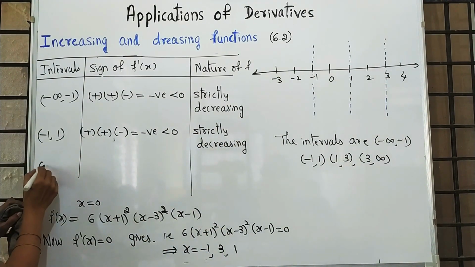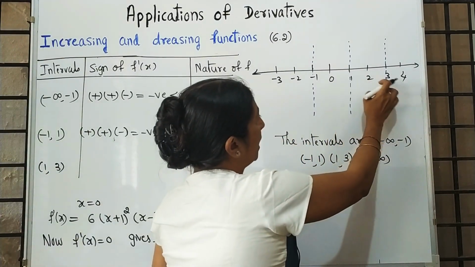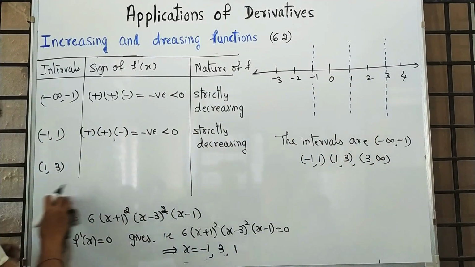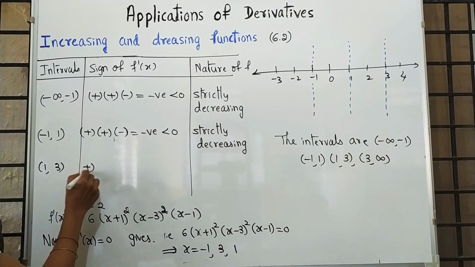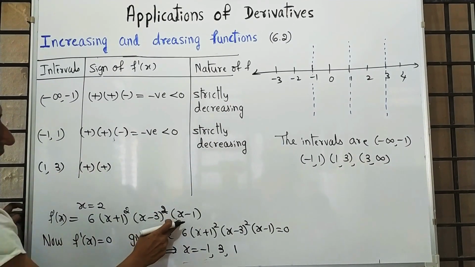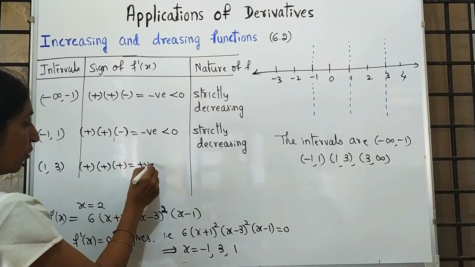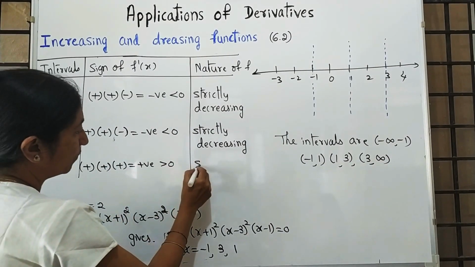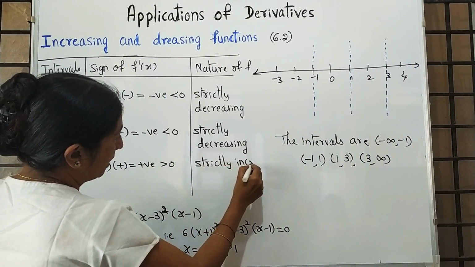Next, 1 to 3. From 1 to 3, I took 2. X is equal to 2. First bracket is square, positive, second bracket is square, positive, third bracket 2 minus 1, that is also positive. Finally, we got positive, greater than 0. Strictly increasing.